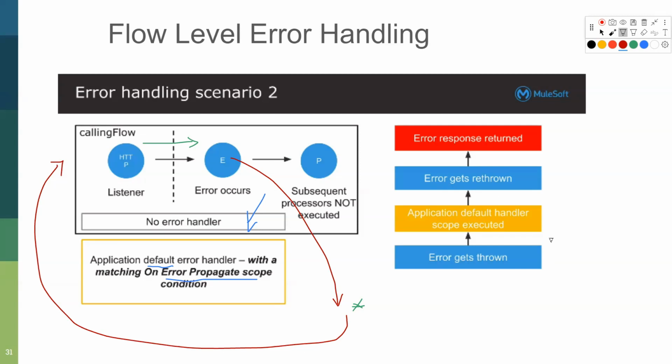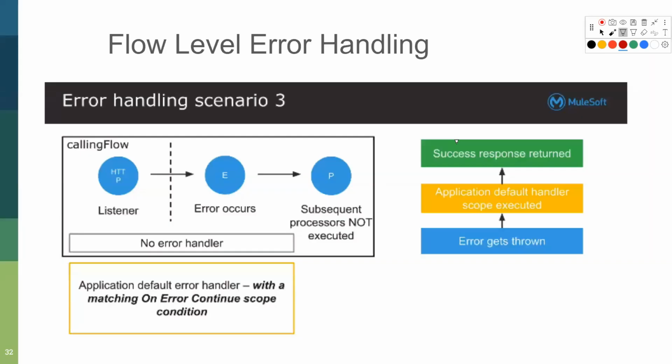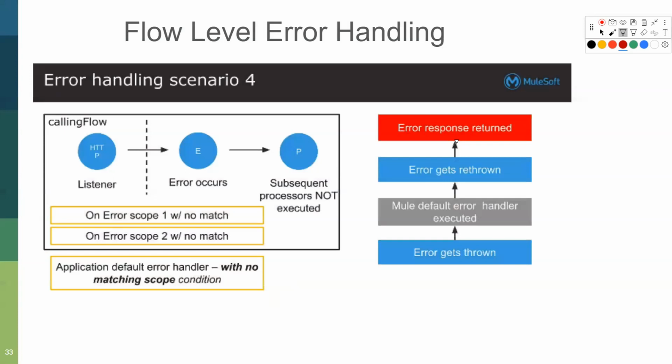Well, that is what we see here on the right. An error gets thrown, application default handler scope gets executed, and since it is on error propagate, it throws the error again, and that's what we get as a response. The last one, this one is very important, guys. Please pay attention here. So what do we see here?